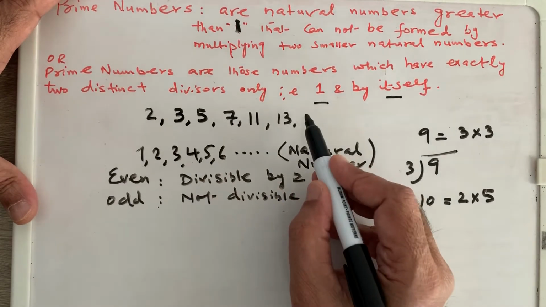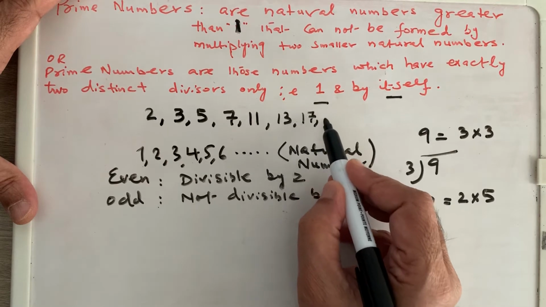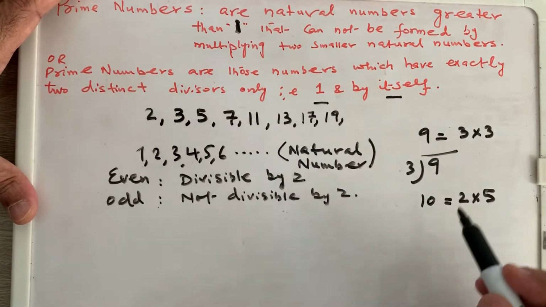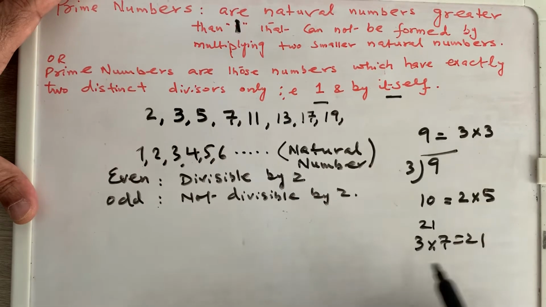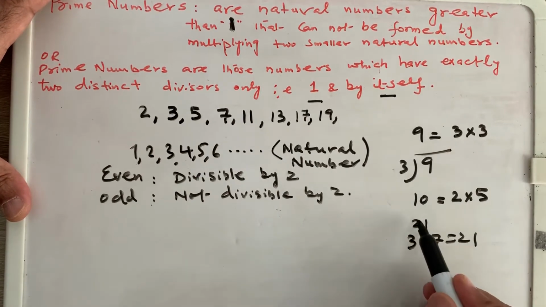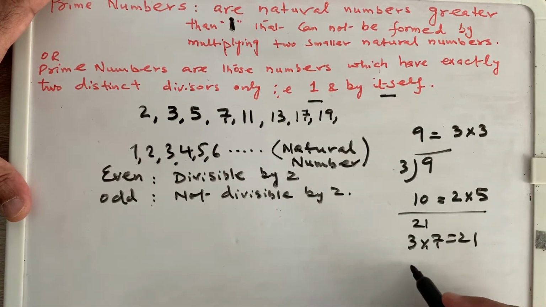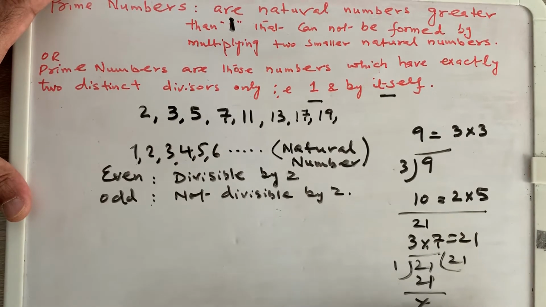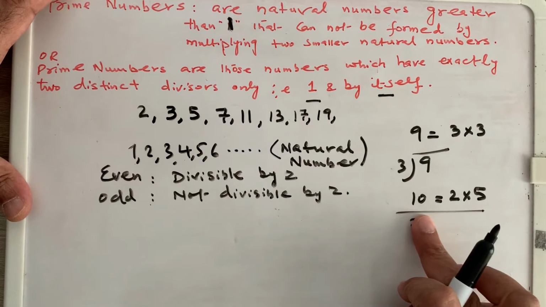So it continues: 13, 15 is not a prime number, 16 is not a prime number, 17 is a prime number, 19 is a prime number, 20 is not a prime number, 21. Now 21 comes from 3 times 7 is 21. So that means there are tables which go through 21, so it has more than two divisors, right? 1 is always a divisor, so 1 times 21 is 21. And by itself is always a divisor, right? So 21 is not a prime number.